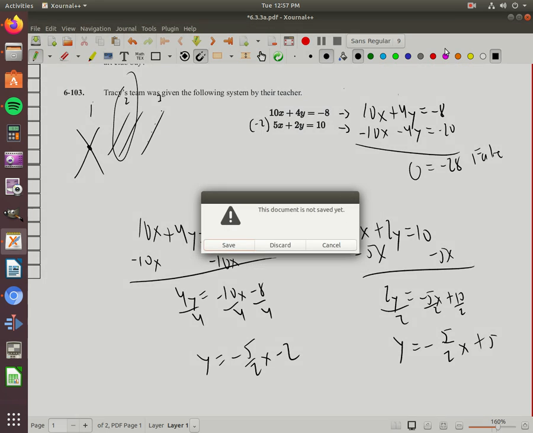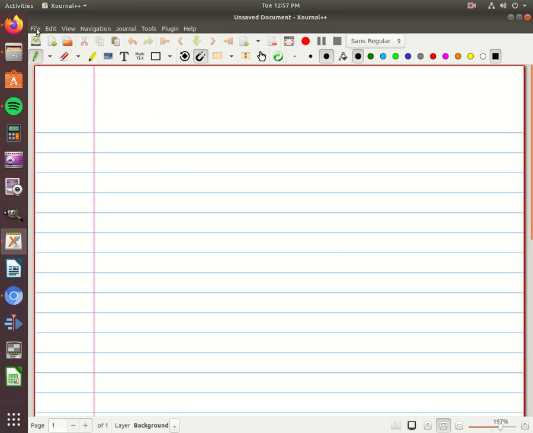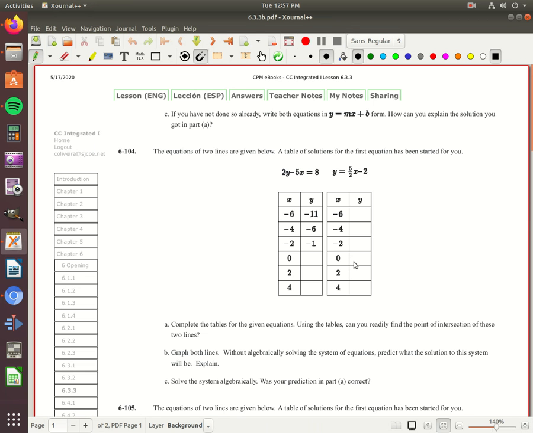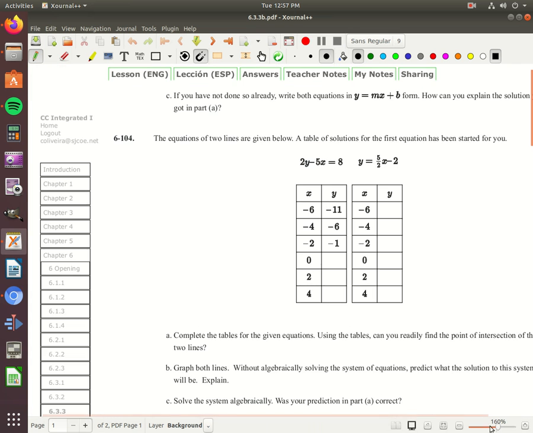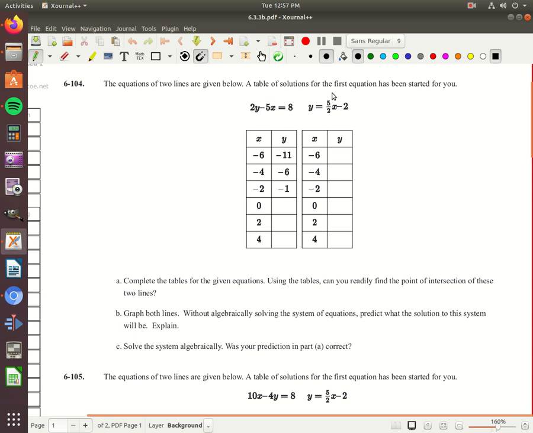Alrighty, let's close this and then open it and finish off section 633. So 633 says the equations of two lines are given below. A table of solutions for the first equation has been started for you. It just kind of makes it easier. You can see it's adding 5. Every time the x goes up 2, the y goes up 5. So if it's a line, that should continue. So I can just keep adding 5 there.